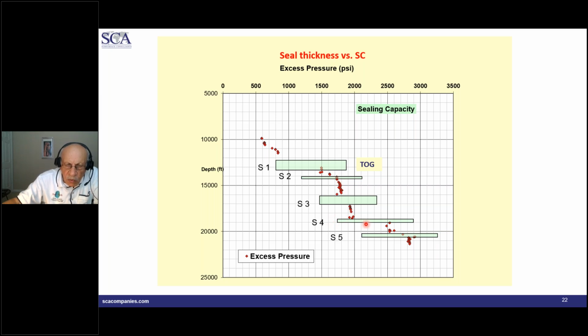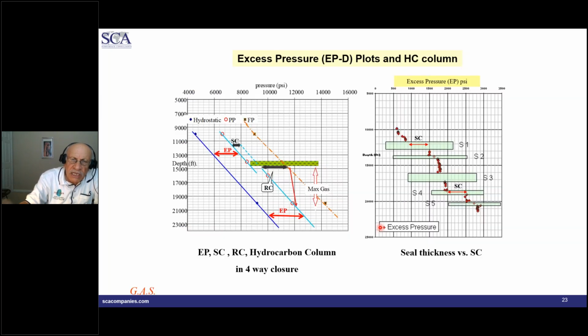This says S4 is good. It's a good prospect location or zone. If you have hydrocarbon here, or if you have a prospect, drill it, and your risk is very low. That's the advantage of understanding compartmentalization. Here is the same slide I showed before. Here is how to calculate your gas column and your oil column.